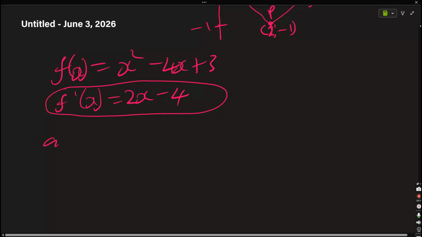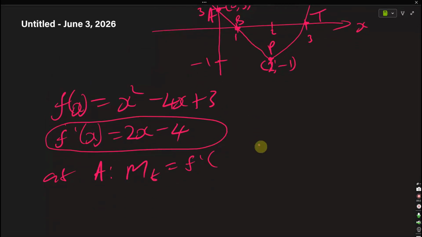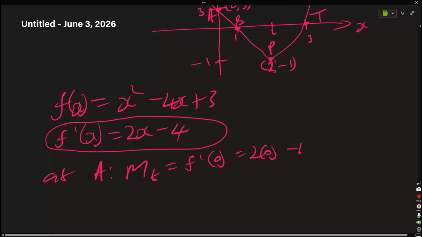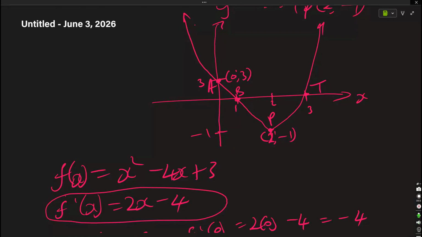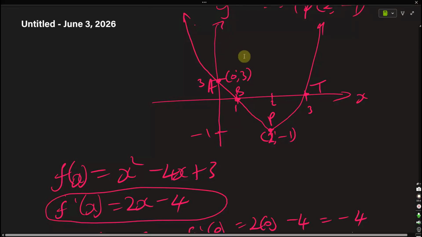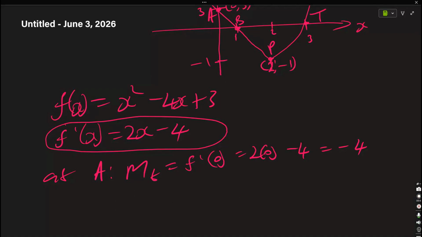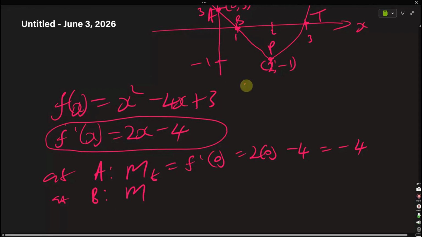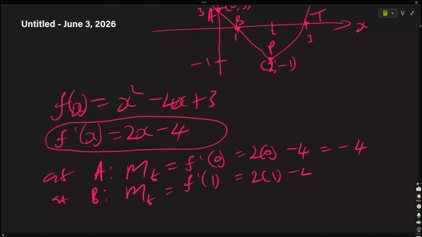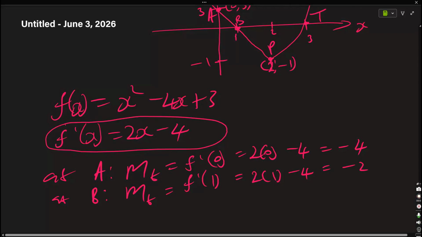So let me just say at A, right? So m_T is f prime at, what is the x value at A? It's 0, right? So f prime of 0 is 2 times 0 minus 4, which is negative 4. It means now at A, the graph is decreasing, right? The gradient of the tangent is negative there. Now, let's look at the gradient at B, the gradient of the tangent at B, or the gradient of the function at B. So x is 1 there, so it's 2 times 1 minus 4, which is minus 2.